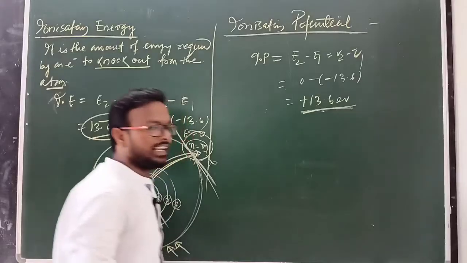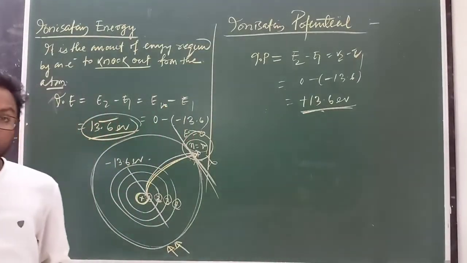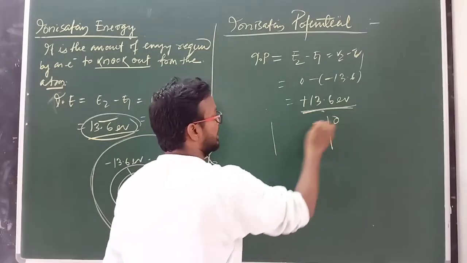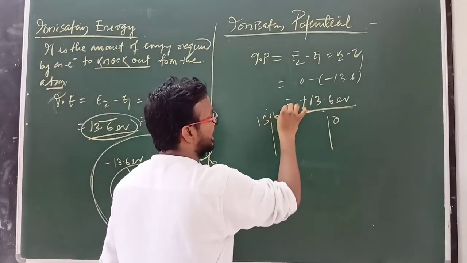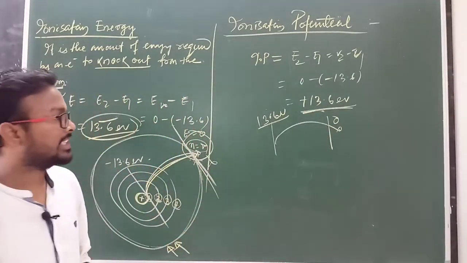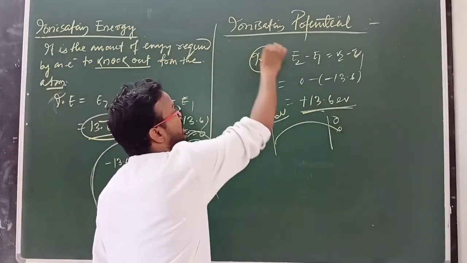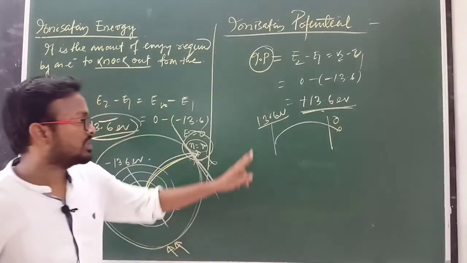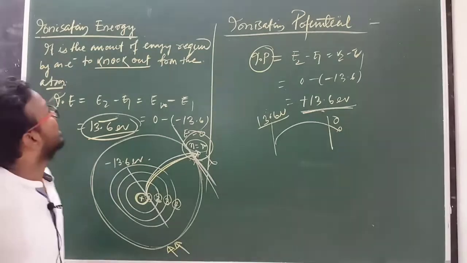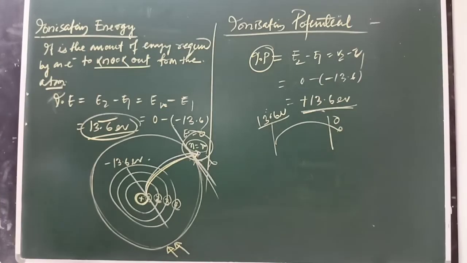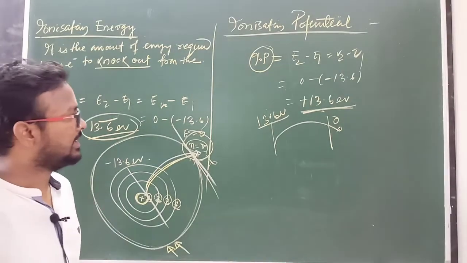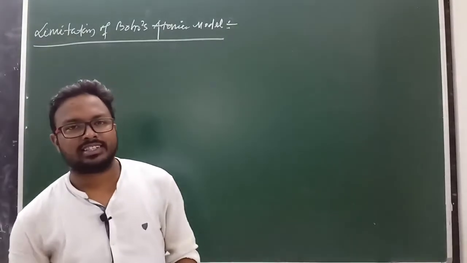If we accelerate an electron through a potential difference of 0 potential and 13.6 electron volt, then the electron is knocked out from the atom, and that potential is known as ionization potential in the case of an atom, which is equal to 13.6 electron volt. Clear? These are all about ionization energy, ionization potential, excitation energy, excitation potential. Clear? Now let's start.